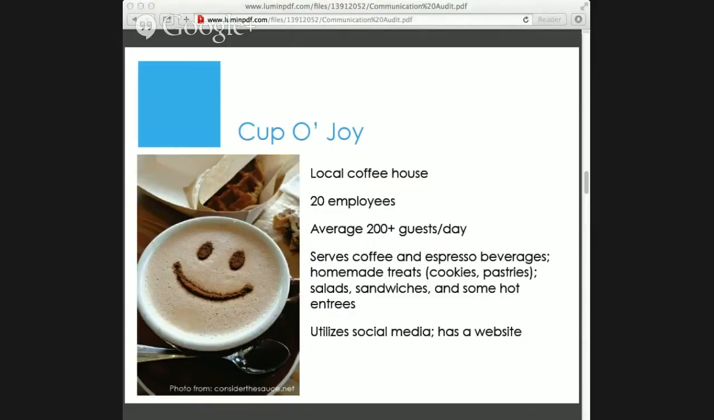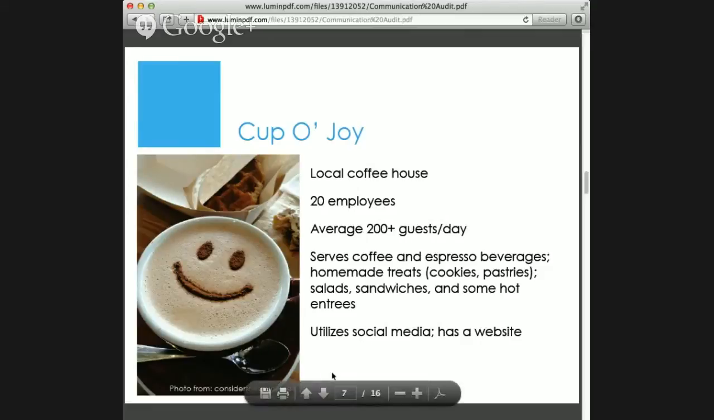For the purposes of this presentation, I'm going to be using a fictional company that I call Cup of Joy to help explain just some of the concepts as we go through. So Cup of Joy is going to be a local coffee house with around 20 employees, and the cafe serves about 200 or so guests per day. Their menu items include coffee and espresso drinks. They sell homemade bakery items, including cookies and pastries. Food items include salads, sandwiches, and a few hot entrees like some soup and pastas. As far as media or advertising goes, Cup of Joy does use social media sites, but only Facebook and Twitter, and they do have a website as well.